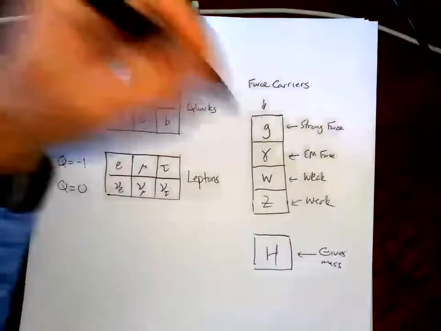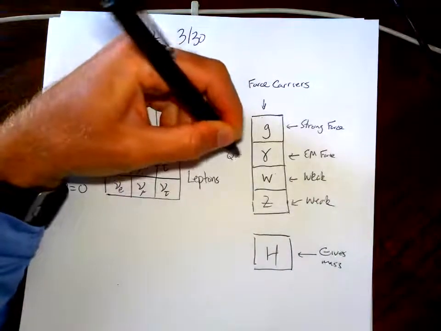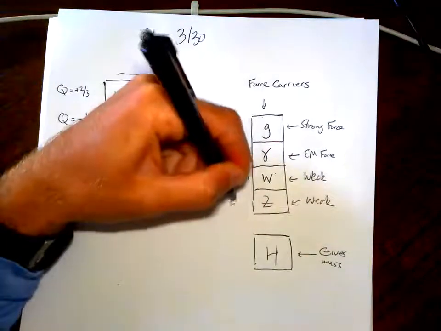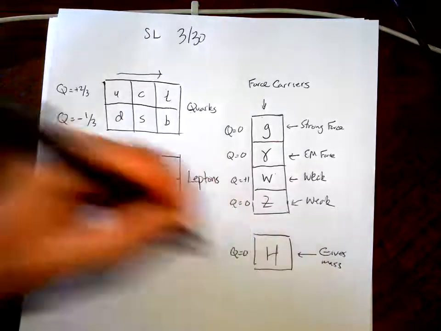So what are the electric charges of the force carriers? You have Q equals 0, Q equals 0, Q equals +1 for the W boson, and Q equals 0 for the Z boson. Q also equals 0 for the Higgs.